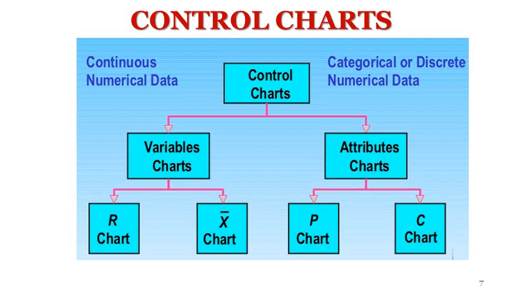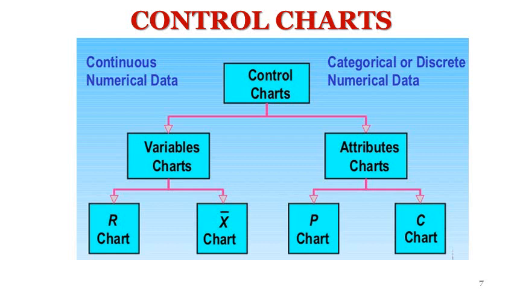Usually control charts are classified into two: variable charts and attribute charts. We will discuss what a variable chart is and what an attribute chart is. Among variable charts, the most commonly used are the R chart and the X bar chart.